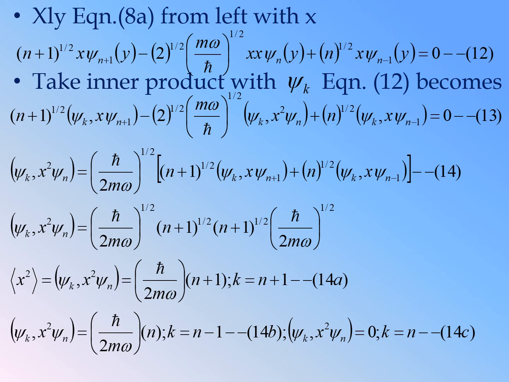Similarly, when you substitute k is equal to n minus 1, it is square root of n (h cross divided by 2m omega) whole power half, that is for the inner product of psi k comma x psi n. So the expectation value of x squared is equal to h cross divided by 2m omega into n when k is equal to n minus 1, and this is equal to 0 when k is equal to n.